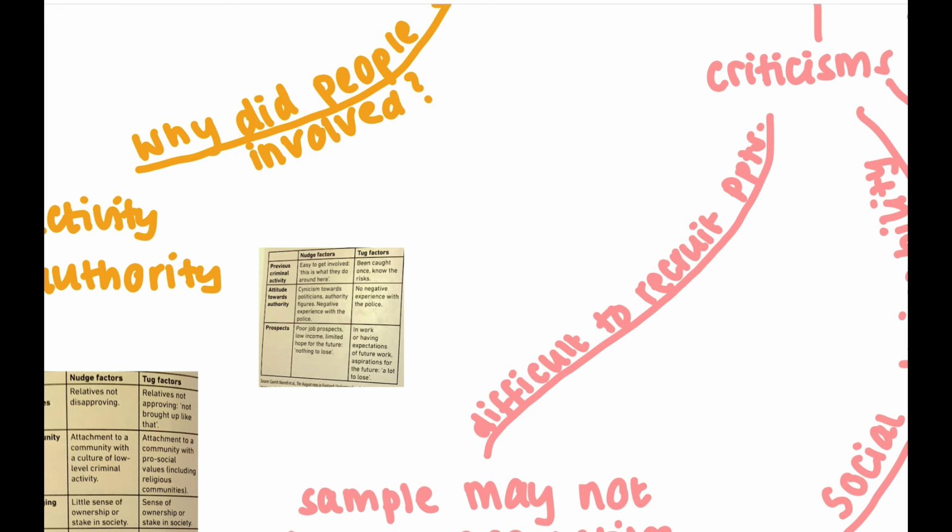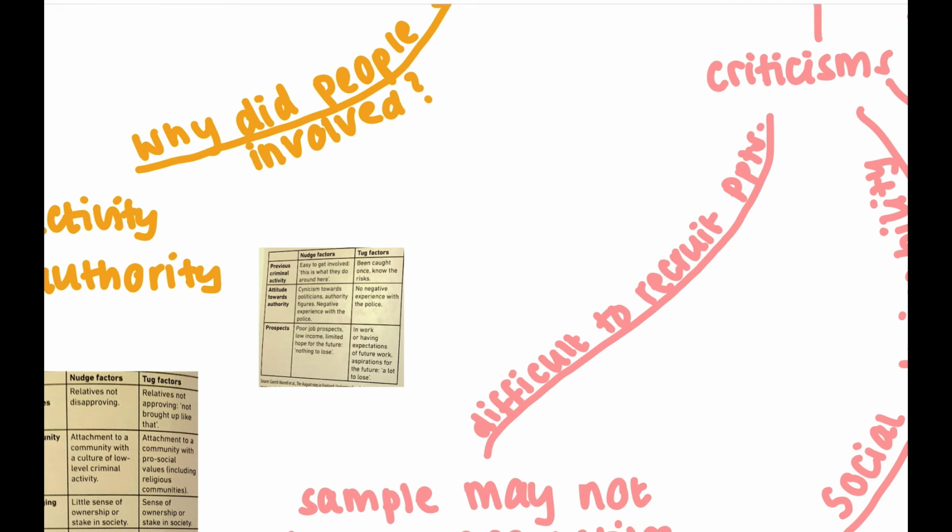In contrast, they're the tug factor. If they were working, or they've got expectations of future work, or high expectations and aspirations for the future, they've got a lot at stake there. They don't want to lose out on those future opportunities. And so they were less likely to get involved. So those were the dispositional factors. The other factors, there were 4 of them.